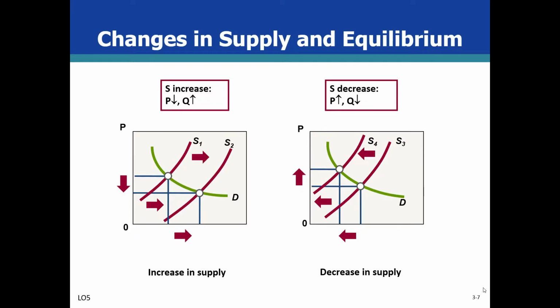Now, let's hold demand constant and change supply. On the left, supply increases from S1 to S2. Let's say due to an invention that lowers the cost of making smartphones with a new assembly process. What happens? Price falls, and the quantity demanded increases.